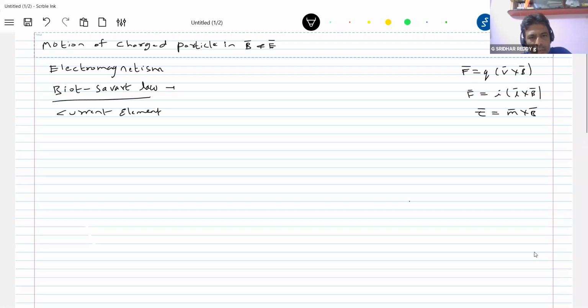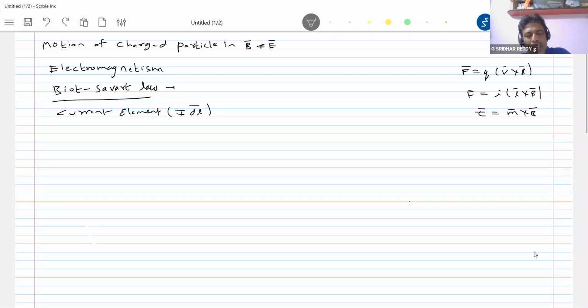Current element. So what is the symbol for this? This will be I dl bar. dl is what? Small element, and I will become current. It's similar to a point charge. In electrostatics, what we had, an elemental charge, we call point charge. No? Similarly, an elemental current carrying structure is called a current element.